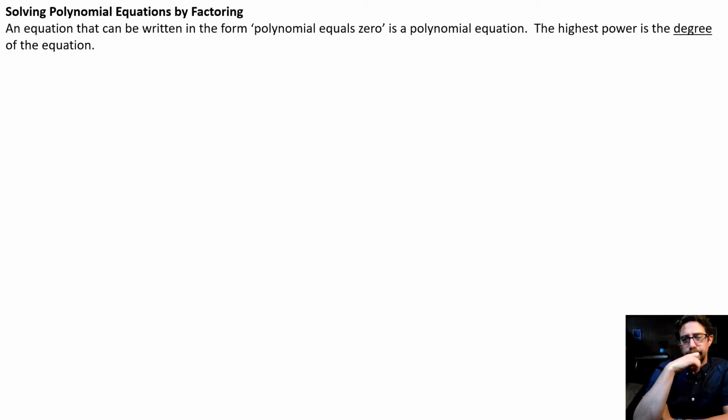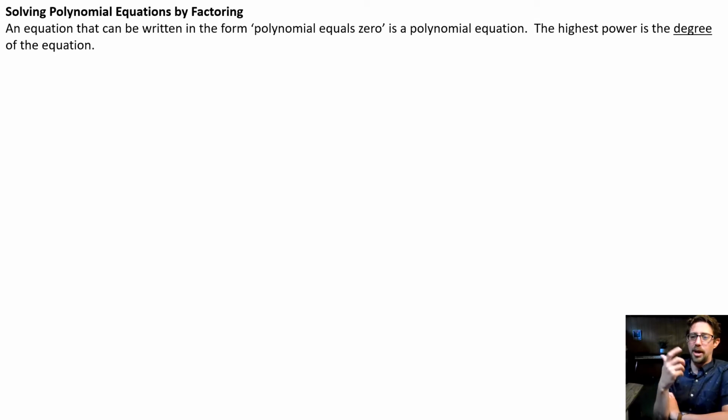So just some vocab. An equation that can be written in the form some polynomial equals 0 is a polynomial equation. So you might think, what, 0? Well, it just has to be able to be written in that form, and you're going to see in a second how important it is for us to actually write it in that form. So in an equation like that, the highest power you see is the degree of the equation.